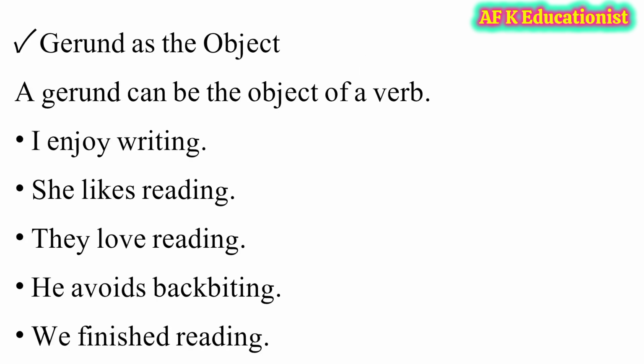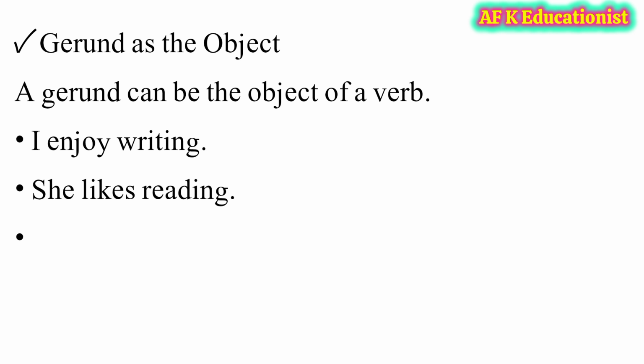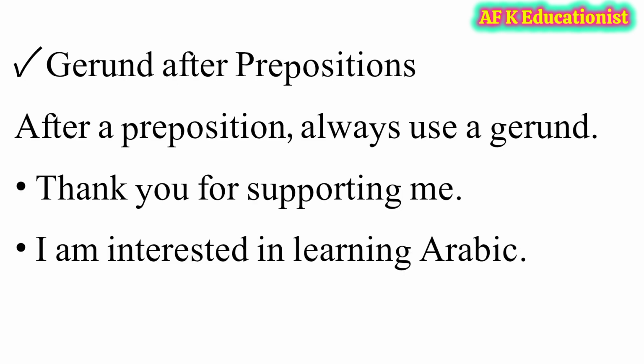Gerund as the object. A gerund can be the object of a verb. Examples: I enjoy writing. She likes reading. They love reading. He avoids backbiting. We finished reading.